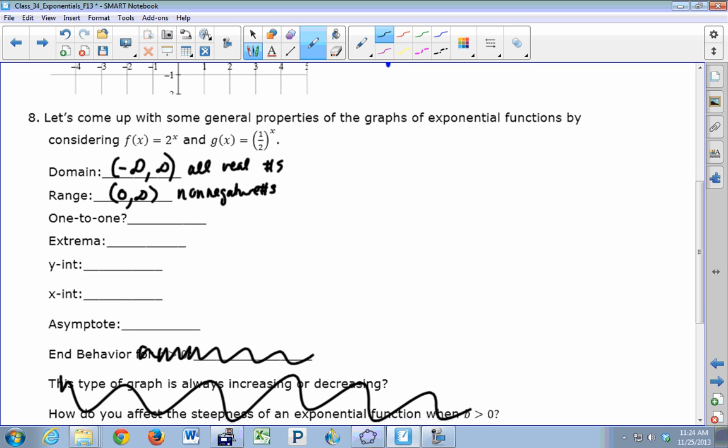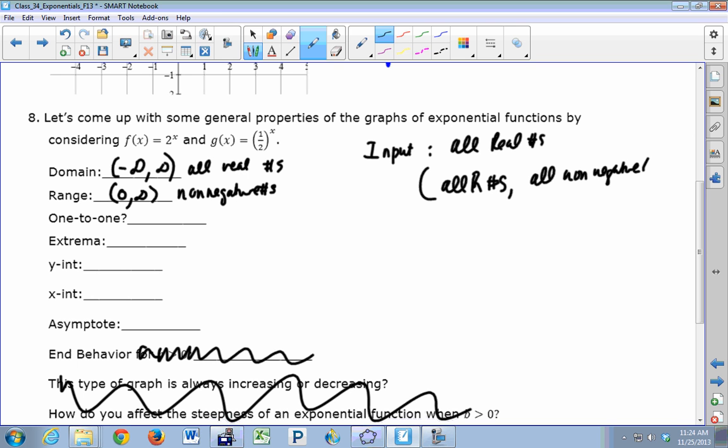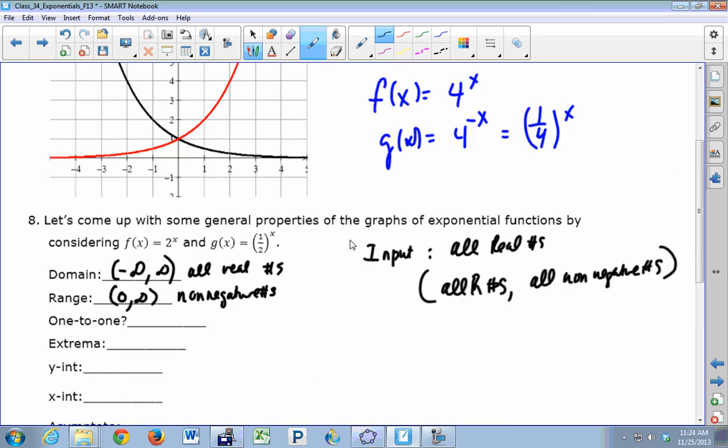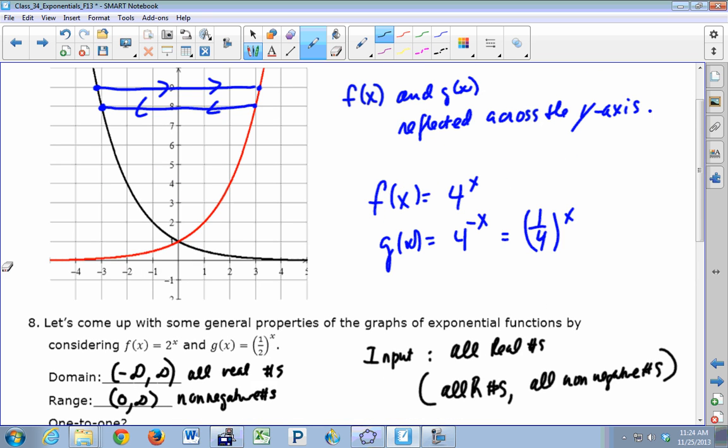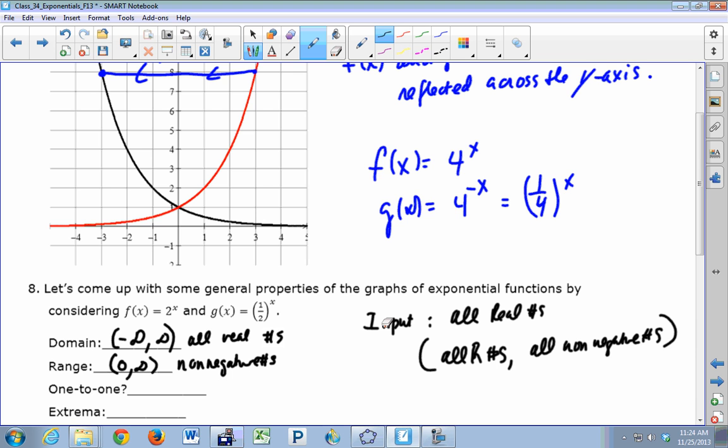Okay. So our input is all real numbers, and our output is all non-negative. Are these functions individually, if you were to look at just the red graph or the black graph, one-to-one functions?